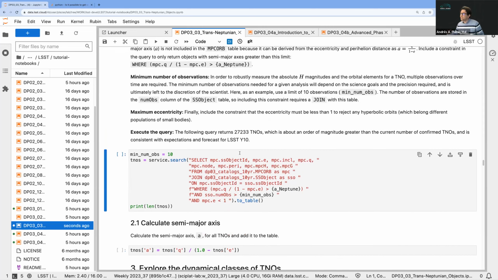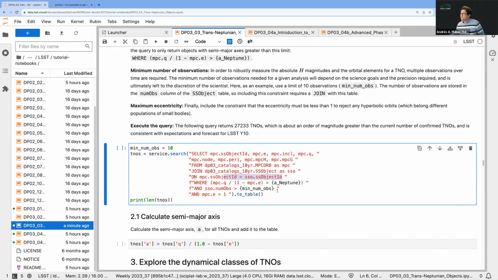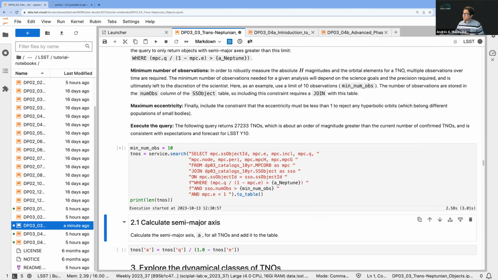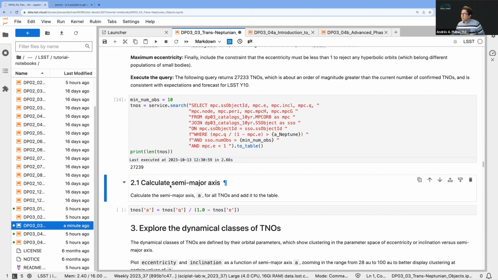And then I did a join between the ID of the MPC orbital catalog and the SSObject catalog. So we do the join query by object ID. This query should give us about 27,000 TNOs. There's a typo here that I need to fix, but that's fine. And it didn't take long, so that's great.